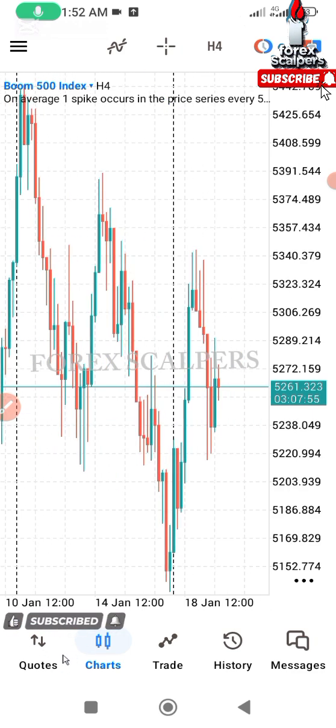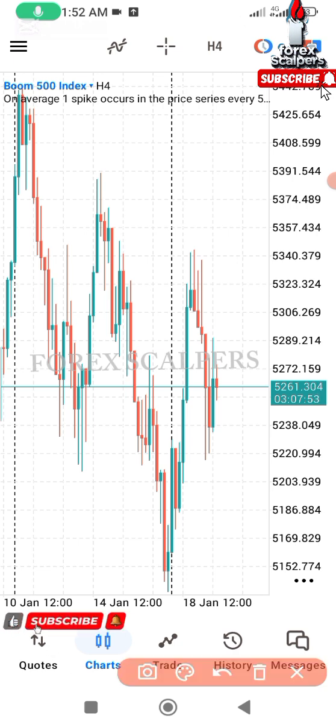If you look at this trade, you realize that price has been giving us a lower high, a lower low, a lower high, and a lower low.